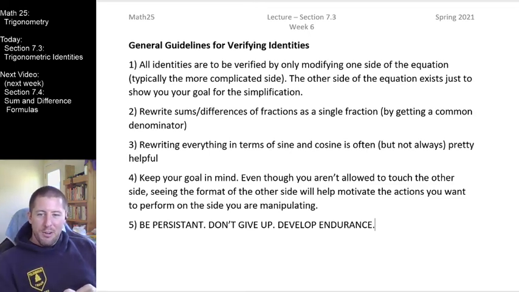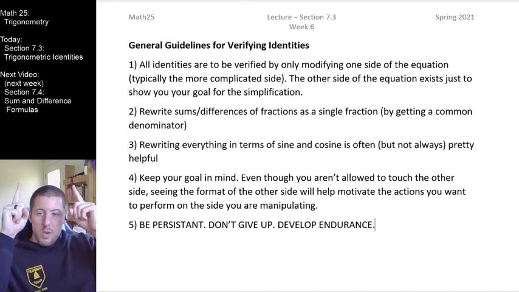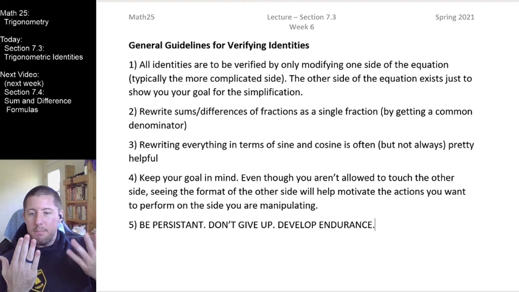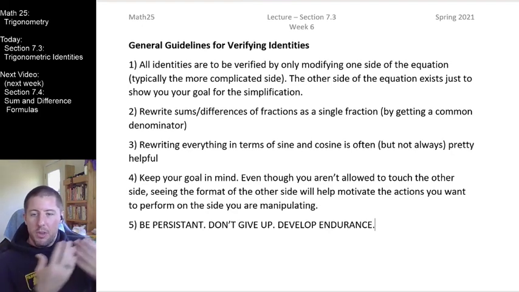So good luck on your first journey with identities out there, and know that our next 3 sections are just building more and more identities that we can use to make these sorts of manipulations to our expressions out there, all with the goal that we're going to be able to solve some pretty complicated trigonometric equations by 7-7 and 7-8. So I will see you guys next week for section 7.4 when we introduce our sum and difference formulas. We're going to see things like sine, cosine, and tangent of alpha plus beta, 2 different angles, and we're going to come up with expressions that are going to be exactly equal to those expressions right there rather than having to go to calculators and stuff like that.